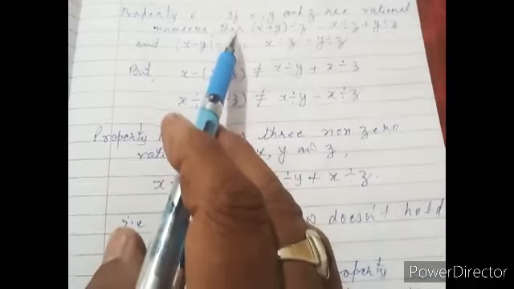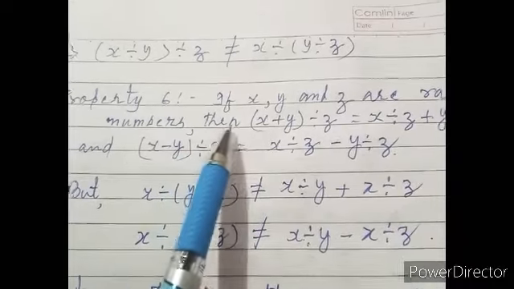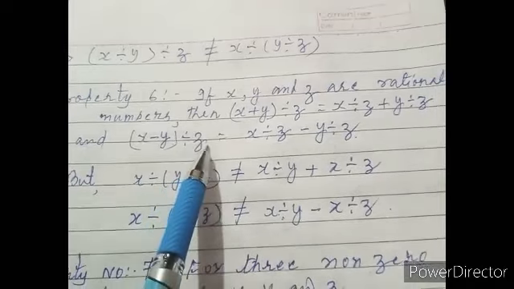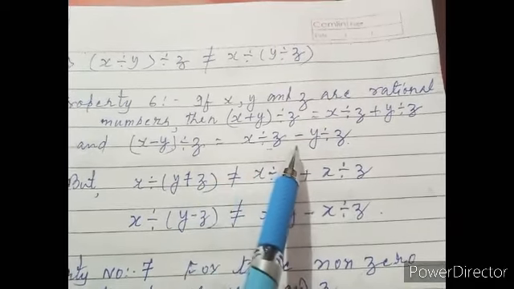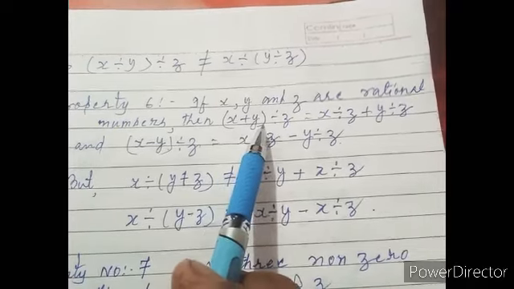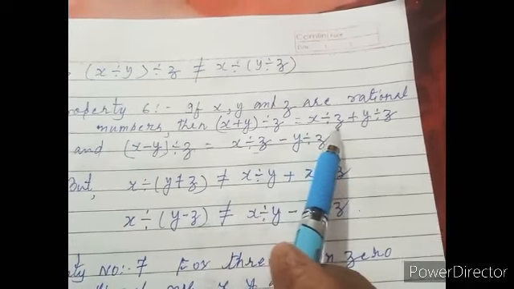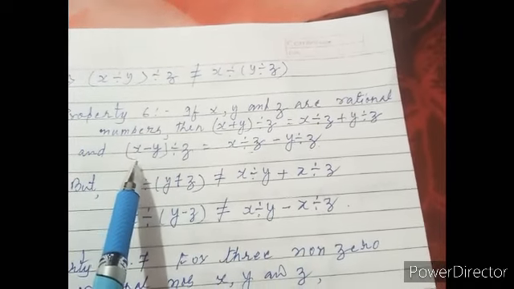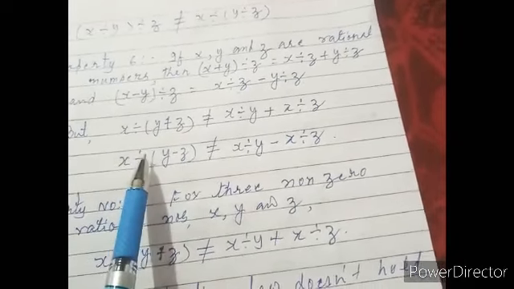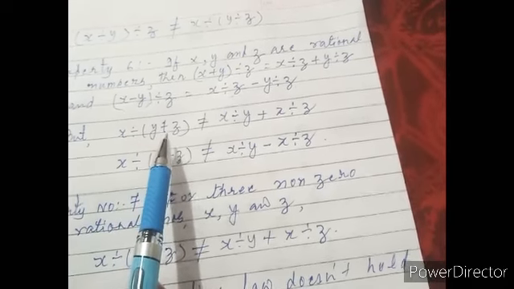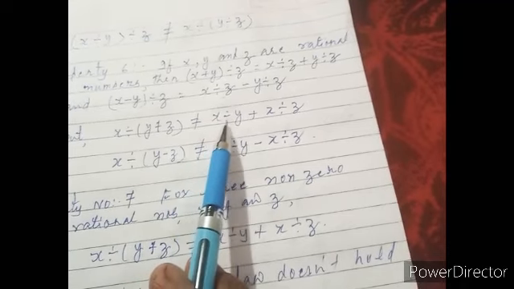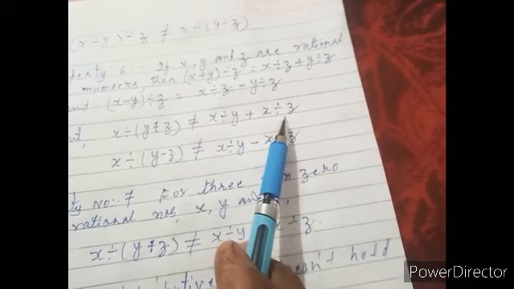Here in one part you have seen x minus y whole divided by z is equal to x divided by z minus y divided by z, and x plus y whole divided by z is equal to x divided by z plus y divided by z. It is true. But in distributive property, the another part of the distributive property is like this. x divided by whole y plus z is not equal to x divided by y plus x divided by z.